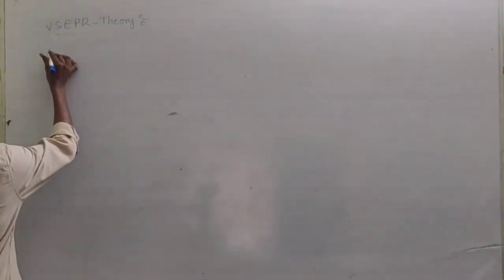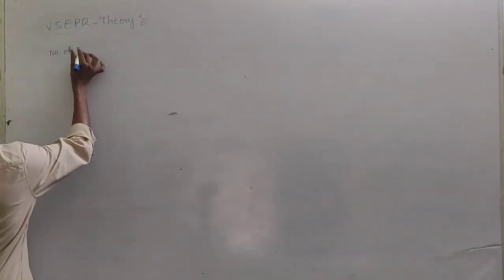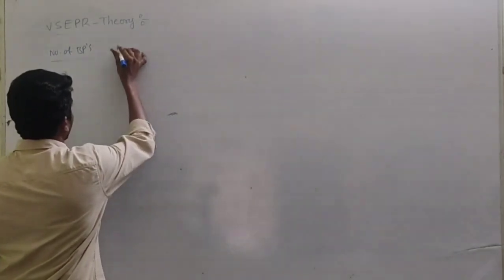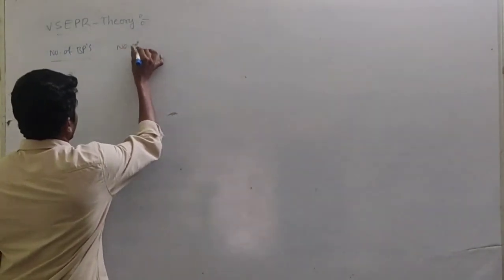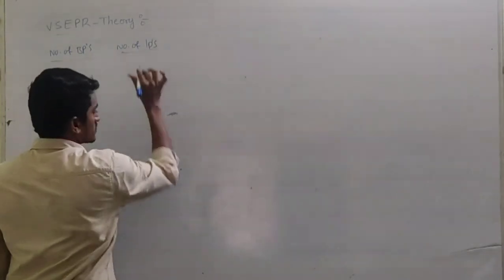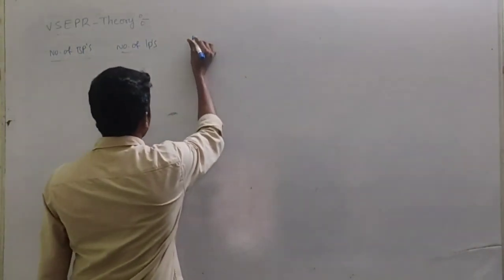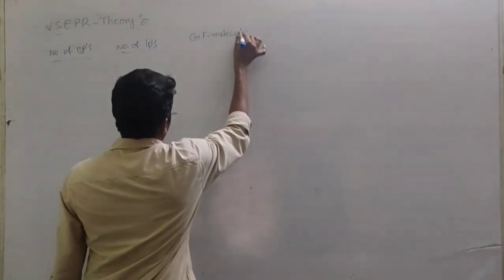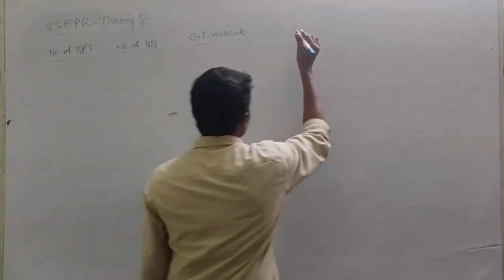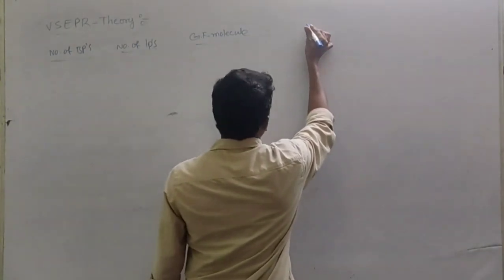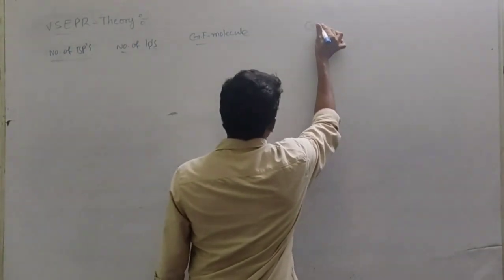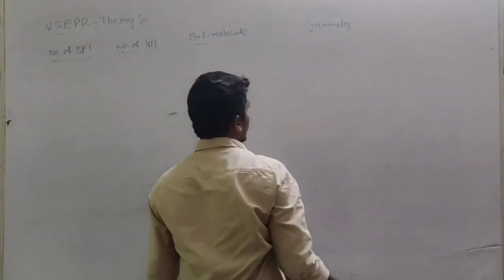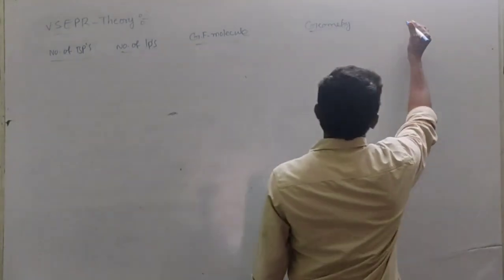First one is number of bond pairs. In the next column, number of lone pairs. Next column, general formula of molecule and geometry, shape or geometry of molecule and examples.